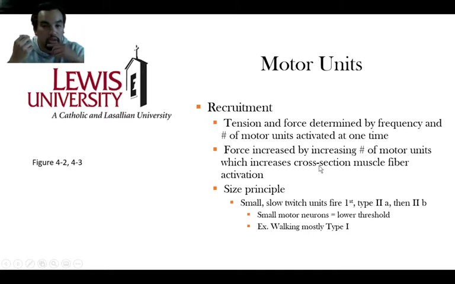So a muscle with a large cross-section, if I fire a lot of motor units, I'm going to be able to fire and activate a lot of muscle fibers, which is then going to give me a stronger contraction because I'm just using more fibers to create that force.